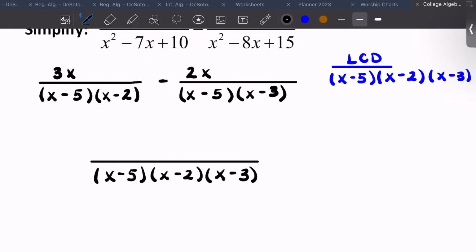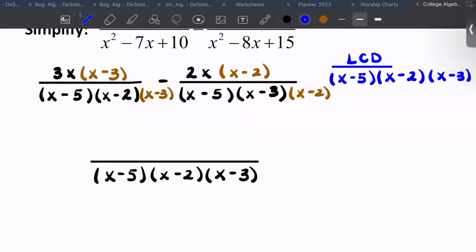Well, if you look at this, you need to say what's missing. I have x minus 5 and I have x minus 2. So we're missing x minus 3. So what you do to the bottom, you need to also do to the top. And then we're missing x minus 2. So we're going to multiply by x minus 2 on the top as well.